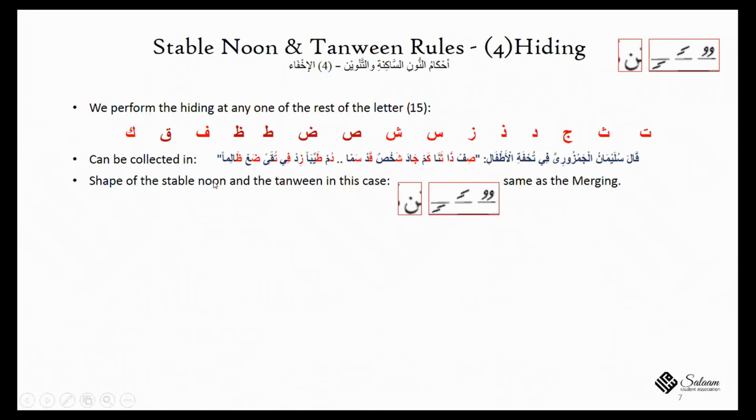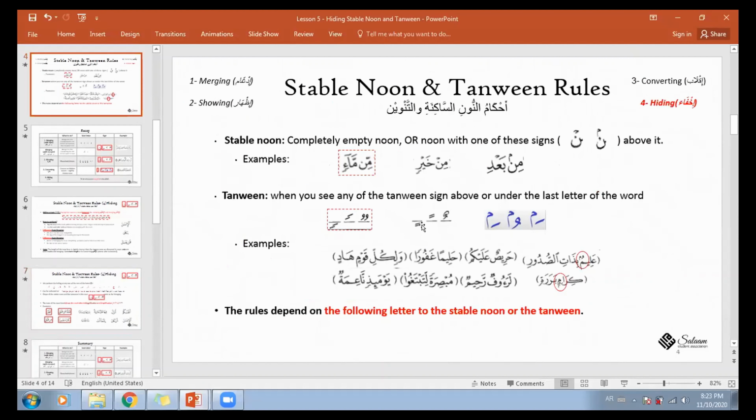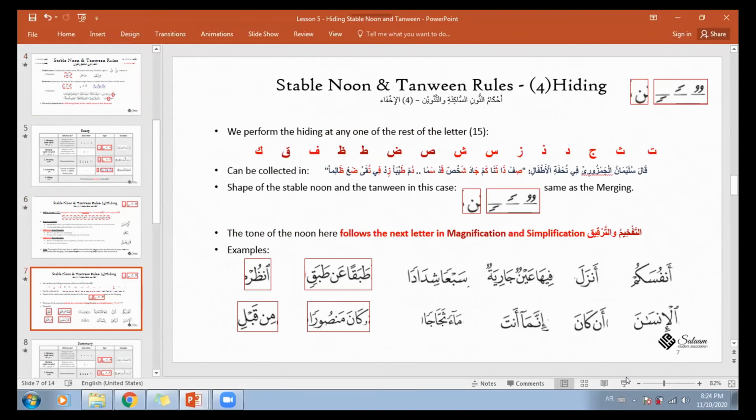The shape of the stable noon here and the tanween will be the same shape in merging. So be careful. So we discussed 3 shapes, right? So this one and this one is for idhar. This one and this one is for iqlab, which is converting. And these are for idgham, merging, and also for ikhfa. So you have to be careful.